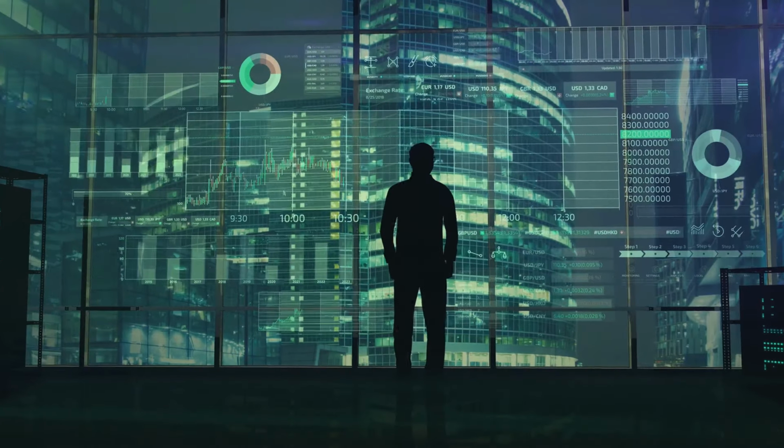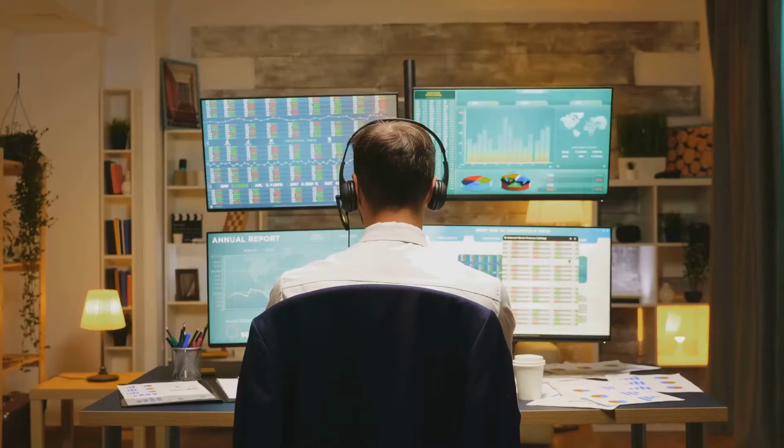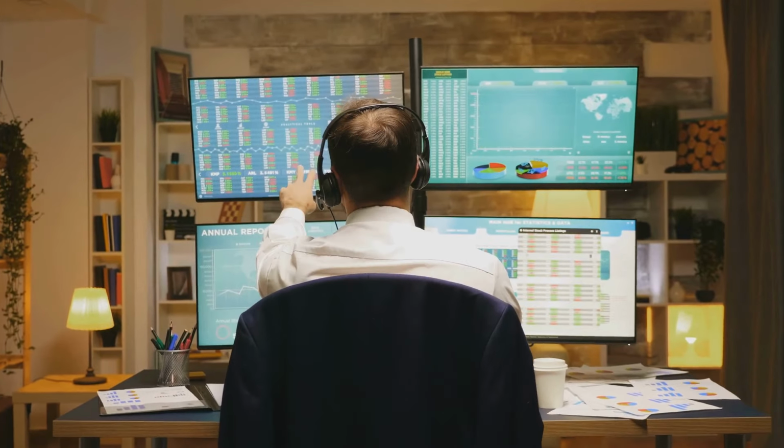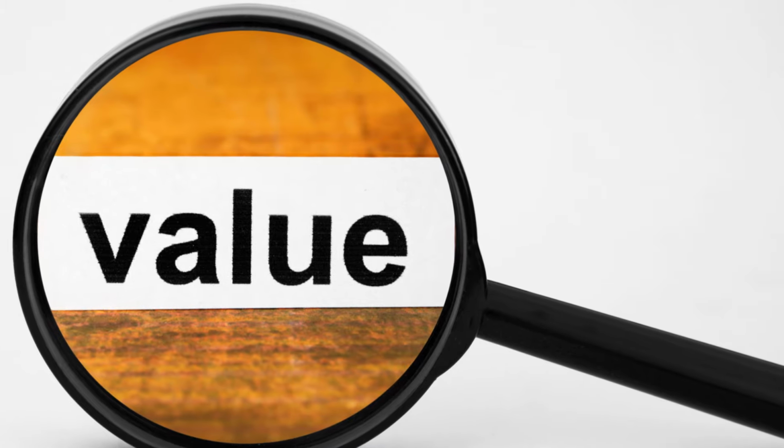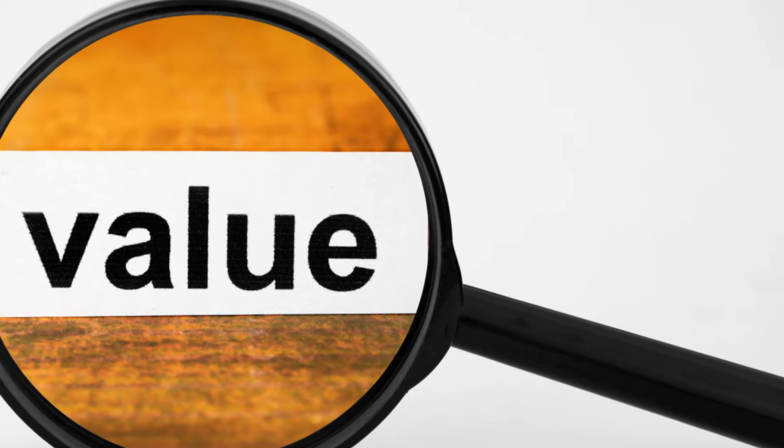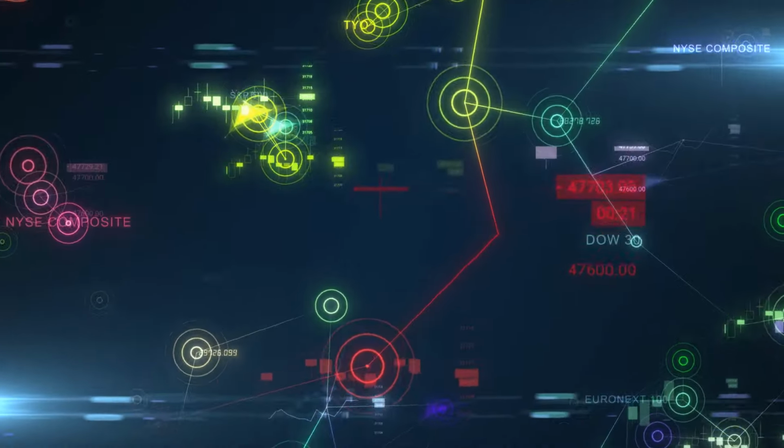The world of investing is like a constantly shifting puzzle. Understanding the current market trends is key. Today, we're focusing on a crucial question for investors. Where can you find value in today's market? Are commodities the hidden gem?